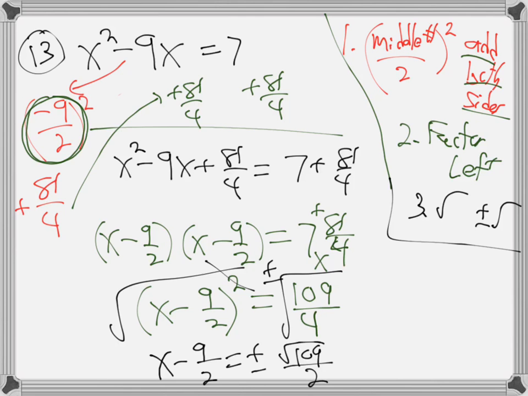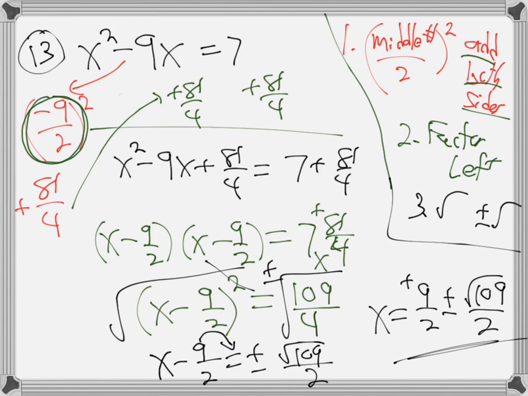Last step, just jump over that. Minus 9 halves, right there. So the answer is, it becomes a positive 9 halves when it jumps over, right? Things change. Plus or minus square root of 109 over 2.